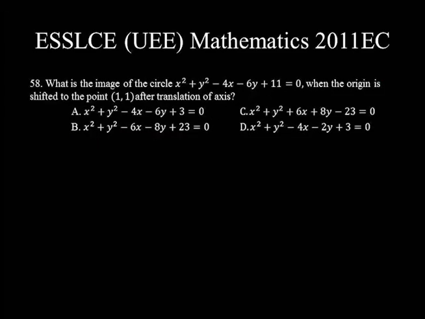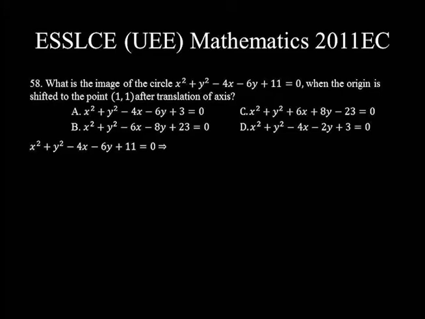Question number 58, what is the image of the circle x square plus y square minus 4x minus 6y plus 11 is equal to 0 when the origin is shifted to point 1, 1 after translation of the axis. Let's use completing the square method to determine the center of the circle. x square plus y square minus 4x minus 6y plus 11 is equal to 0.